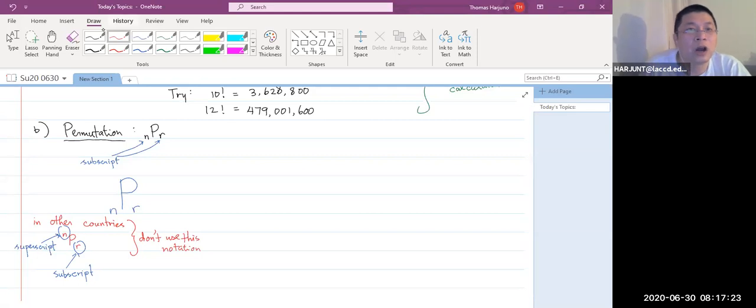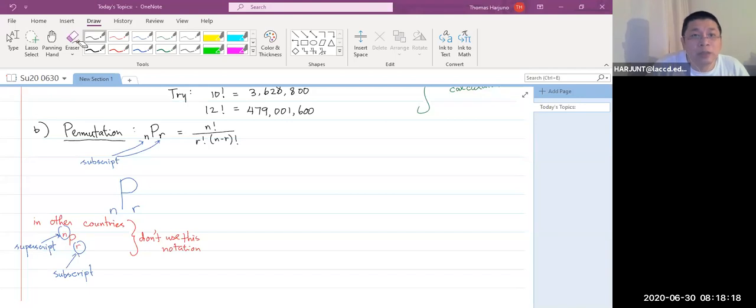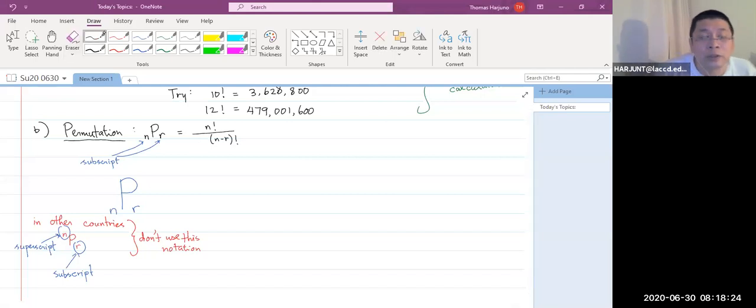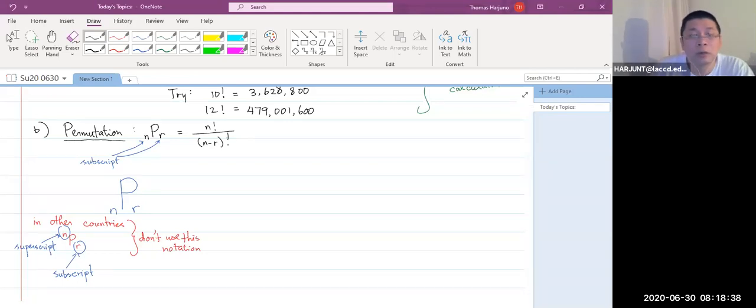Now, nPr means n permutes r, which means n factorial over r factorial, n minus r factorial. Give me a second. I'm sorry, I make a mistake. Not supposed to have r factorial here. That's for combinations. Yeah, good thing I stepped back a little bit. That's what it means to be permutations.